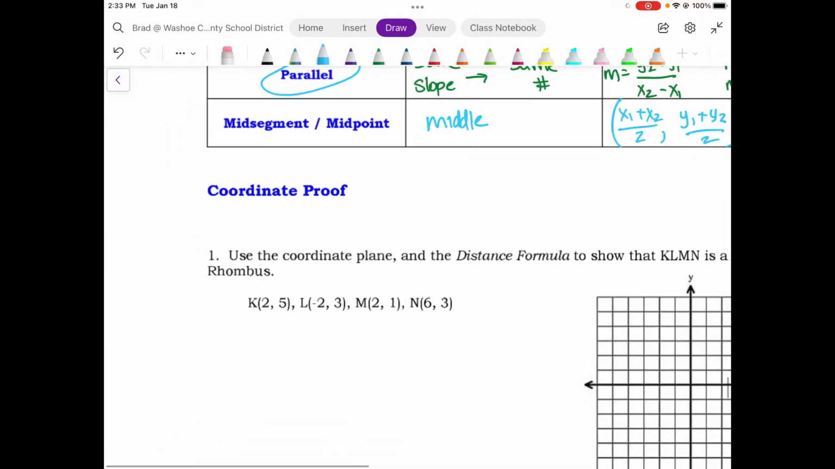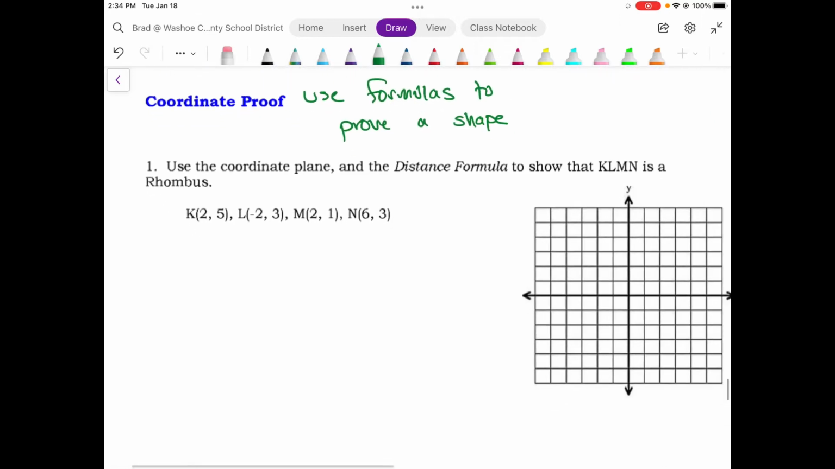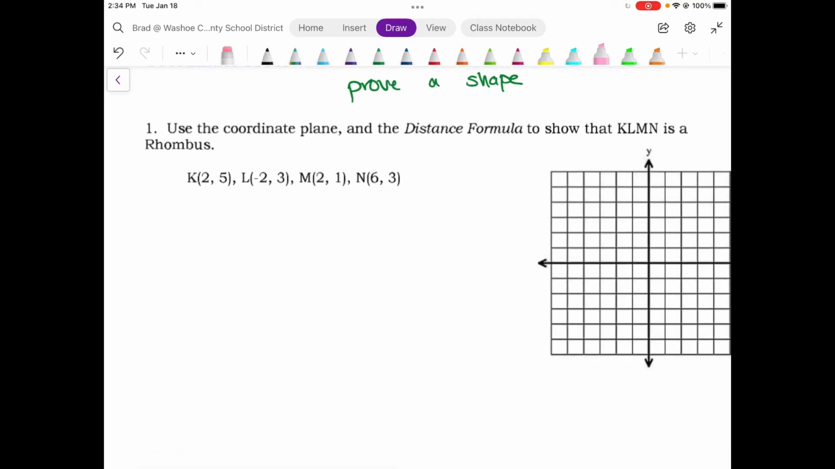Okay, so coordinate proof is going to use formulas to prove a shape. So use formulas to prove a shape. Alrighty. So it says in our directions that we're going to prove that this KLM is a rhombus. So that means I have to use the distance formula to prove that. Remember, a rhombus means they have to have the same length or the same distance. I'm going to use distance today because we're going to be using the distance formula.